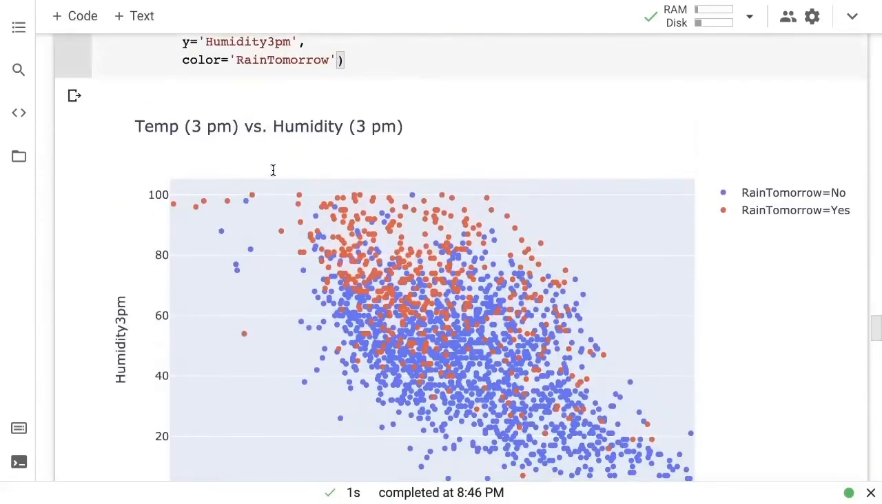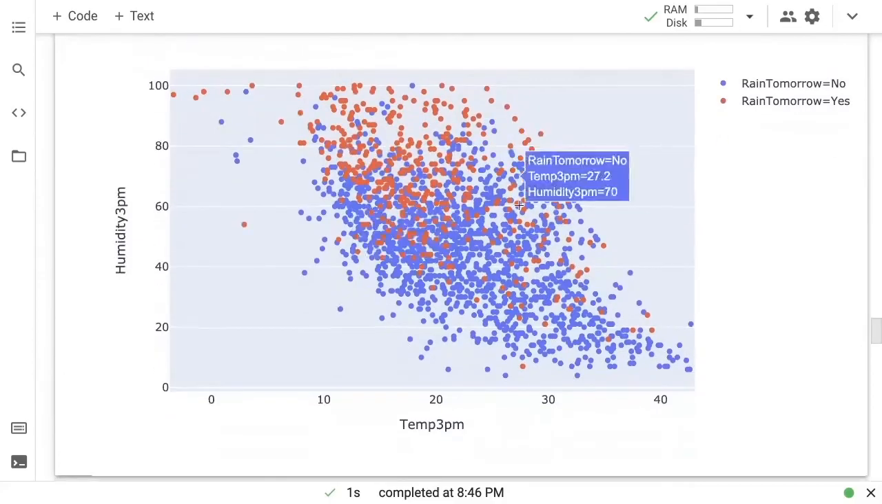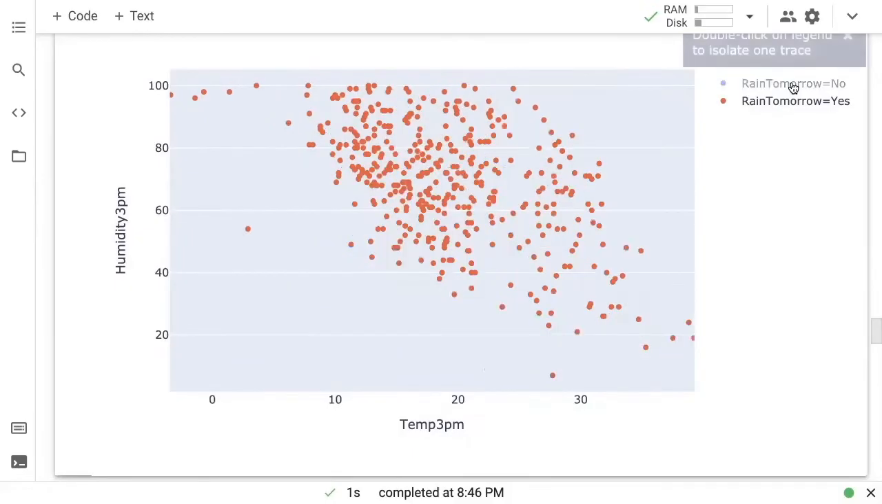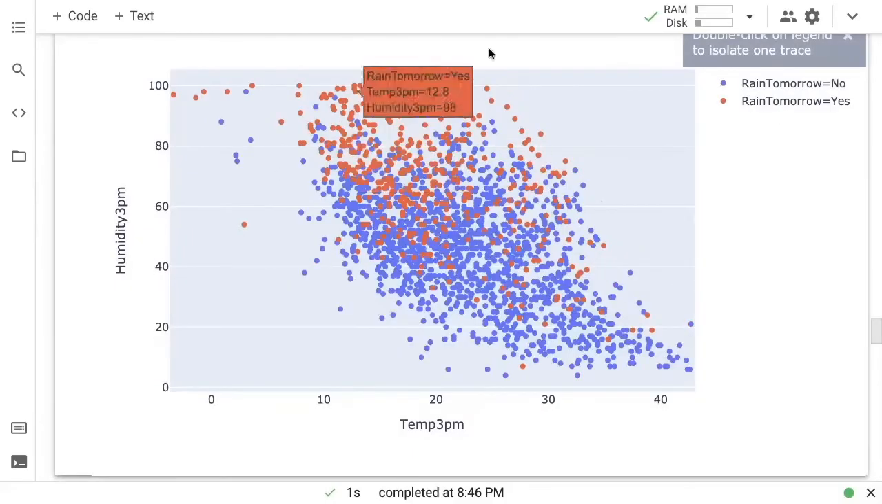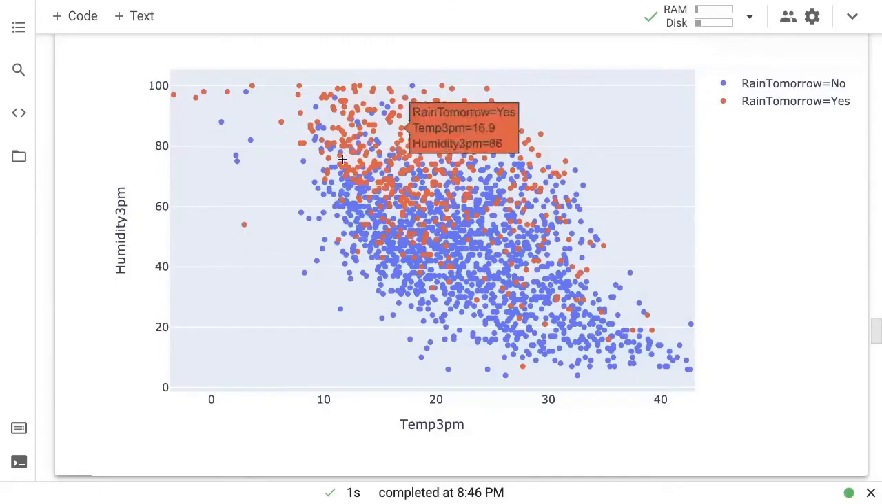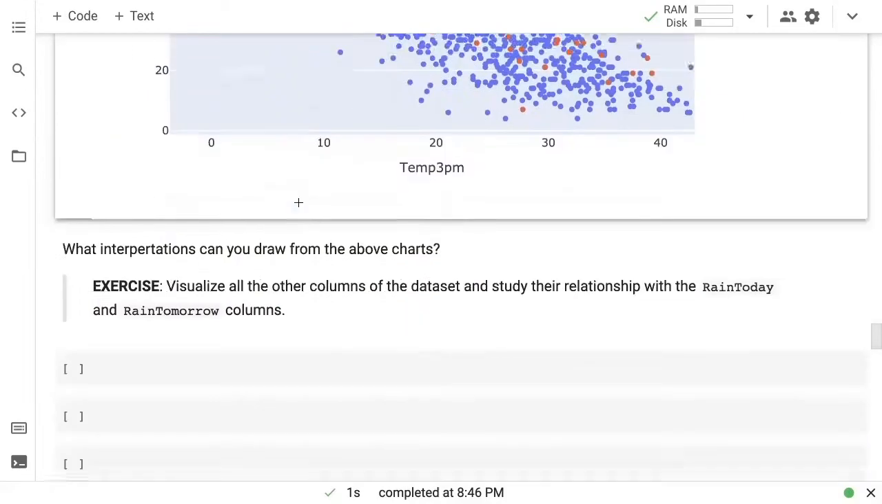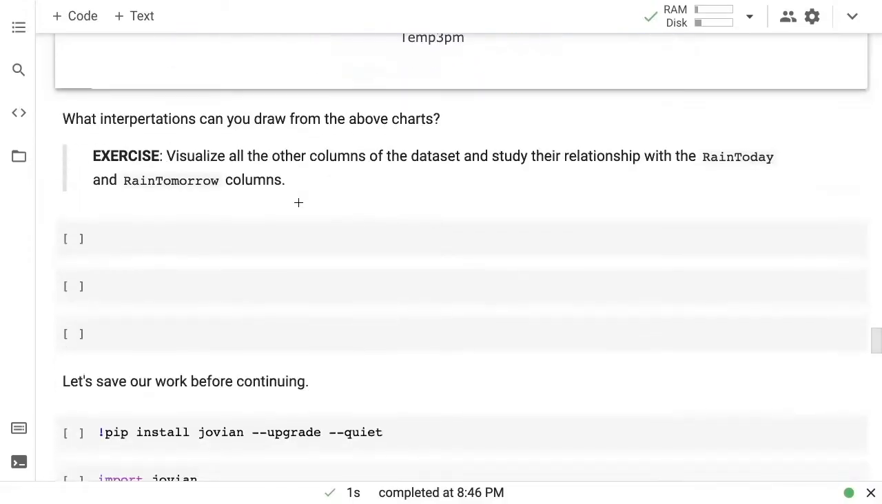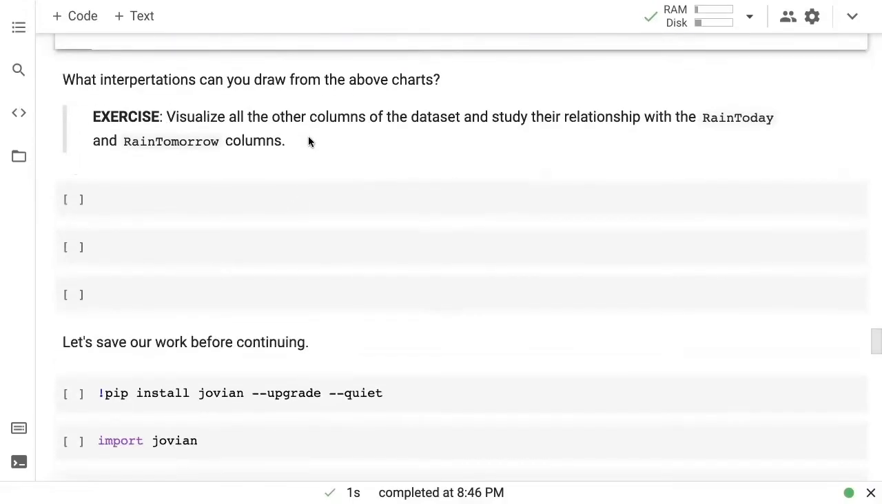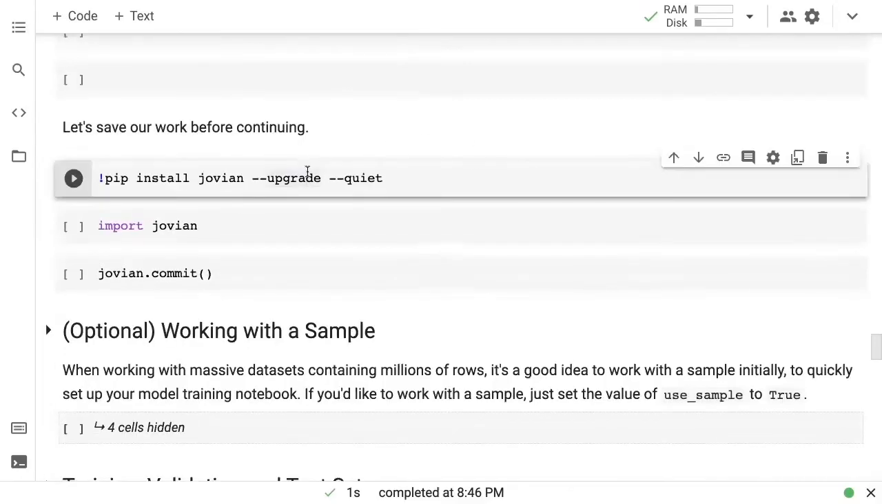And then here is a graph of temperature today versus humidity today and how that relates to whether it rains tomorrow. So I'm guessing that if the temperature today is low and the humidity is high, then there's a high chance that there may be rain tomorrow. And that seems to be the case. You can see here that all the red points are in the low temperature, high humidity region, and the blue points are in the high temperature, low humidity region. Okay, so try and make your own interpretations from these charts and try and visualize all the other columns of the dataset and then study their relation with rain today and rain tomorrow as well. But we will move ahead.